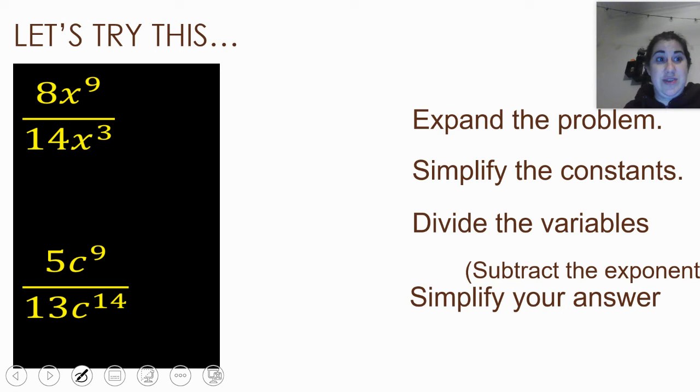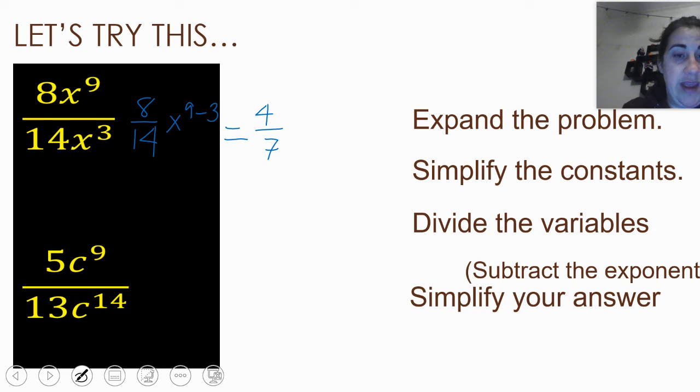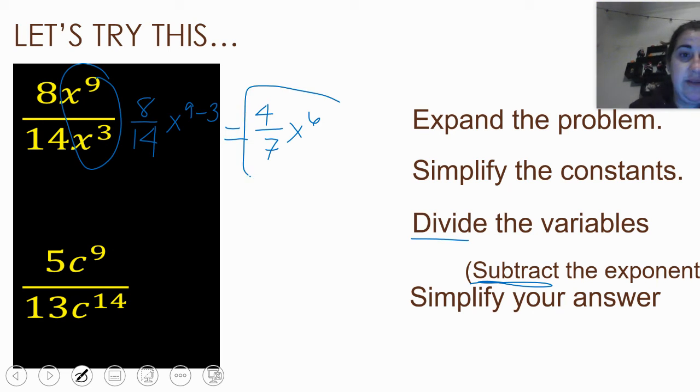All right, now let's try some. These are a little bit more complicated. Expand the problem. That means I'm going to rewrite it in a different way. So I have 8 over 14, and then I have my x's of 9 minus 3. So if I simplify that, 8 over 14 can be simplified down to 4/7. And then 9 minus 3 gives me 6. So when I divide my variables, it means that I'm subtracting my exponents.